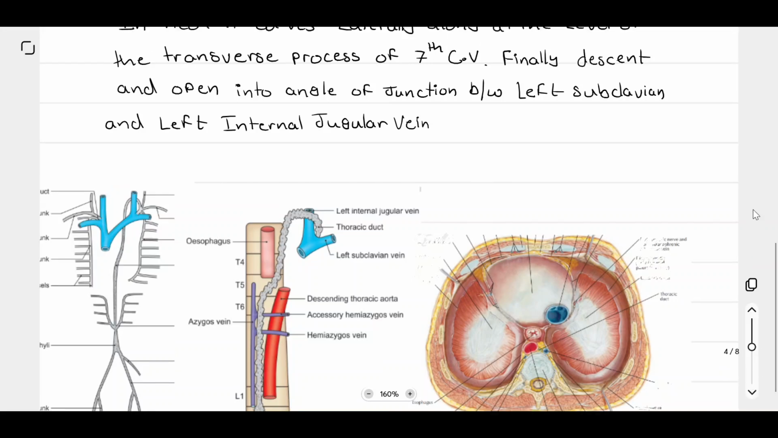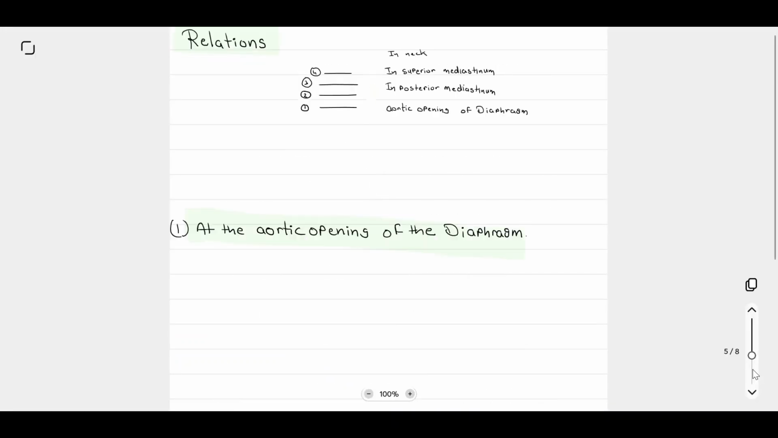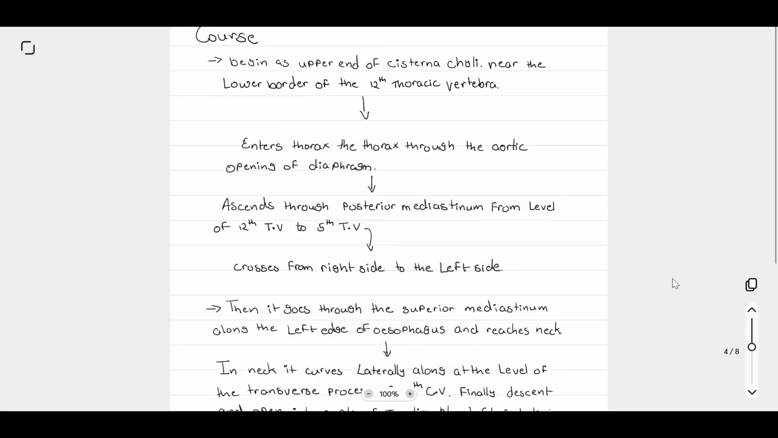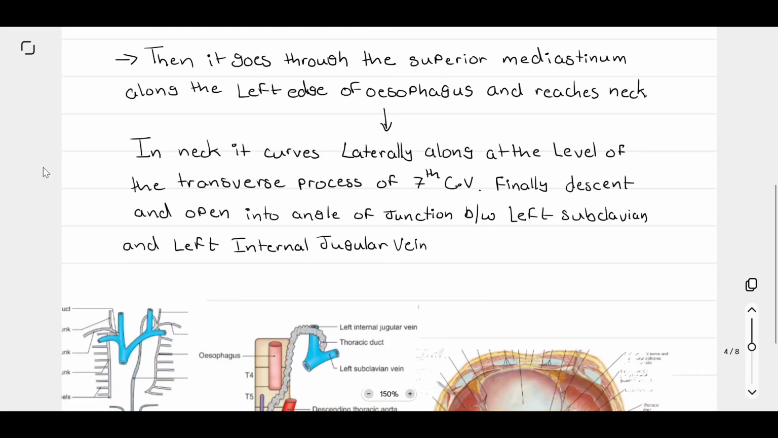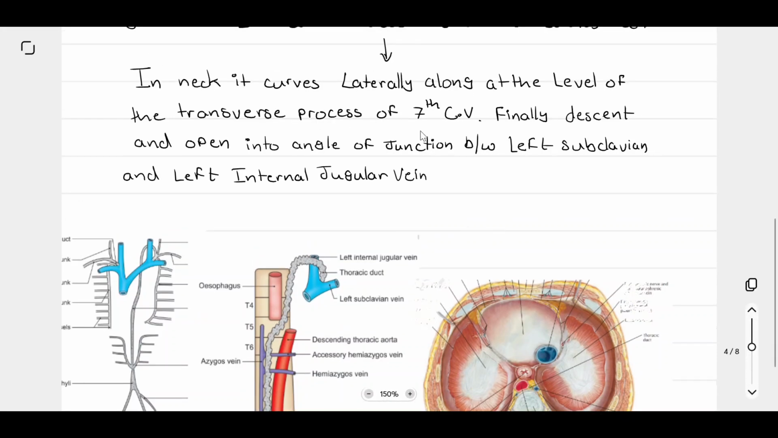This is what it is saying. In the neck, it curves laterally at the level of the transverse process of the 7th cervical vertebra. So what it is trying to show you is here, at the level of the neck, it curves at the level of the 7th cervical vertebra.